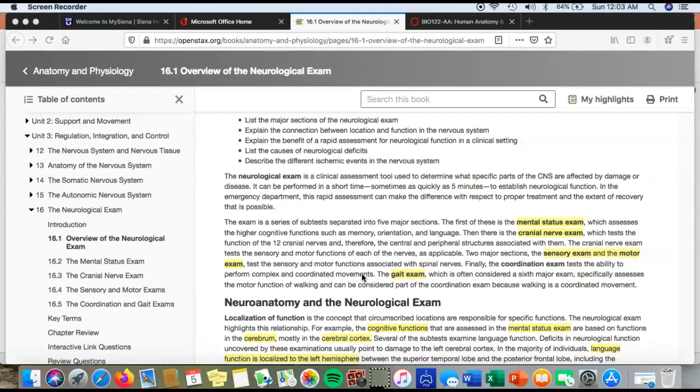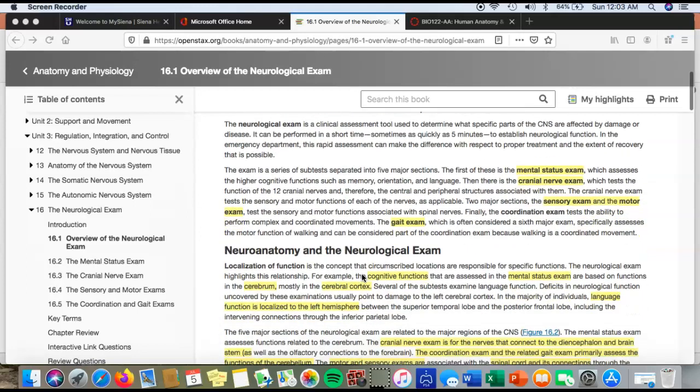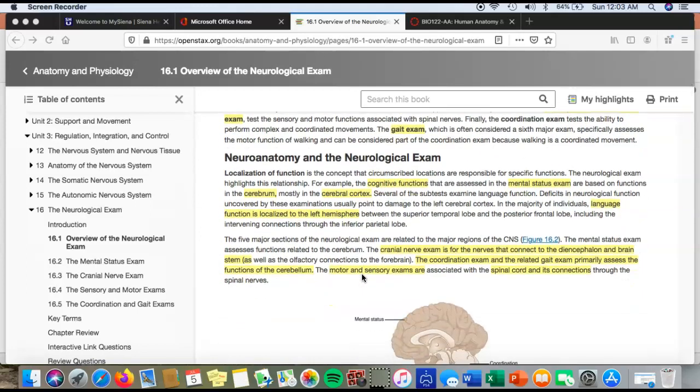And finally, the coordination exam will test your ability to perform complex and coordinated movements, including the gait exam, which will basically ask you to walk because that walking is a coordinated movement. And so what the neurological exam does in terms of neuroanatomy basically plays off of the idea of localization of function. And basically that concept just means that specific functions have specific locations in your central nervous system.